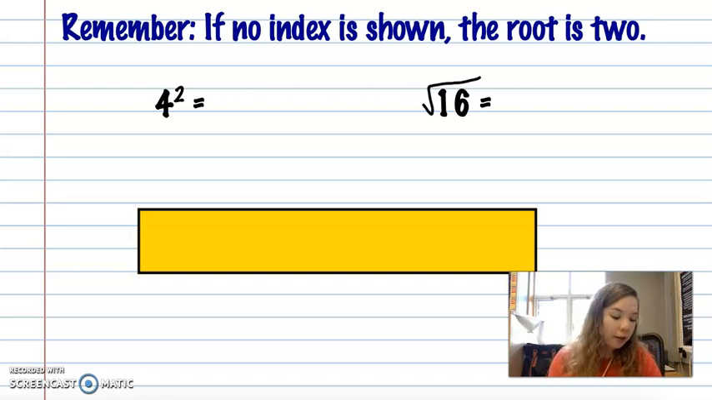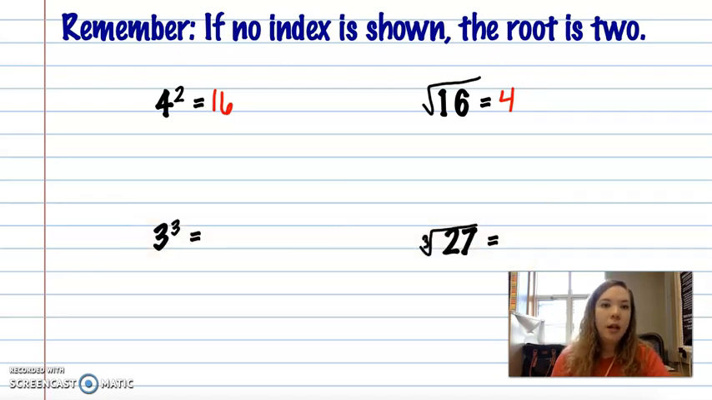So 4 squared is the same as 4 times 4, which would give us 16. So the opposite, the square root of 16, would be 4. These are opposites. So then 3 to the third power, or 3 cubed, would be 27. 3 times 3 times 3 is 27. So the opposite would be taking a cube root. The cube root of 27 is 3.